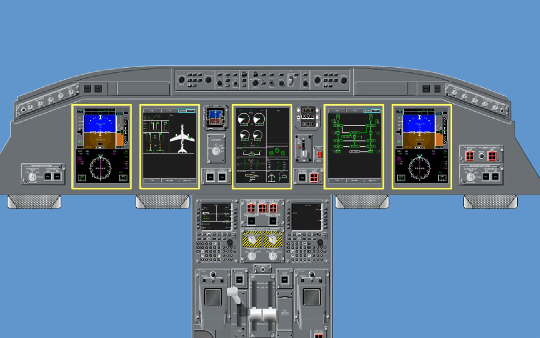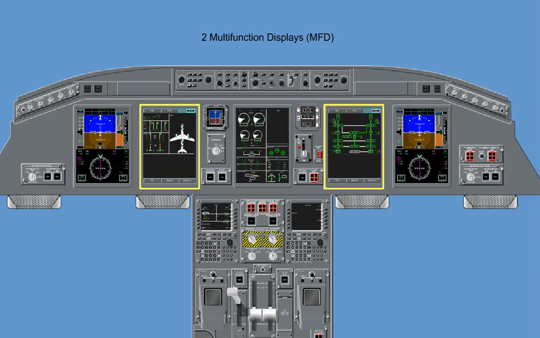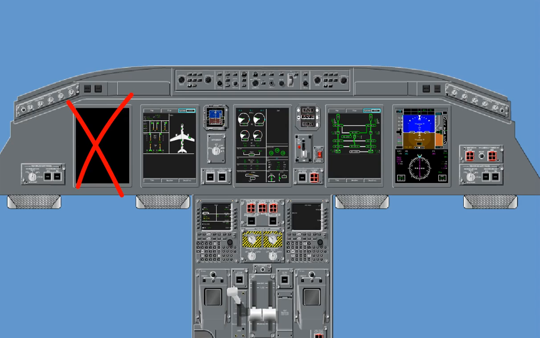The 5 display units are located on the main instrument panel. There are 2 primary flight displays, 2 multifunction displays, and an engine indicating and crew alerting system, ICUS, display. The display units are identical. In case of failure of one display, an automatic logic transfer will allow its information to be presented in the remaining units.